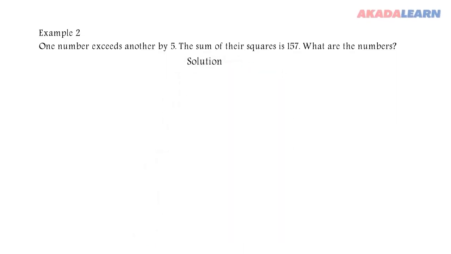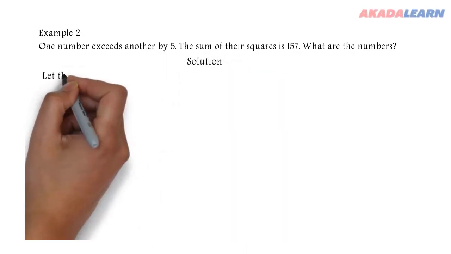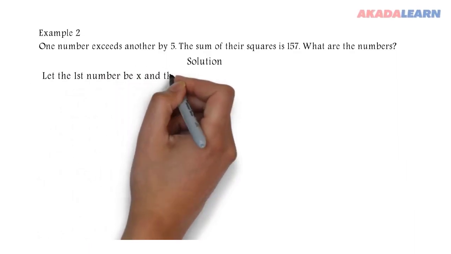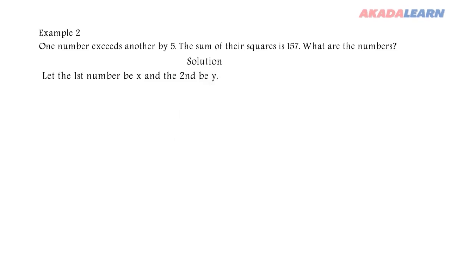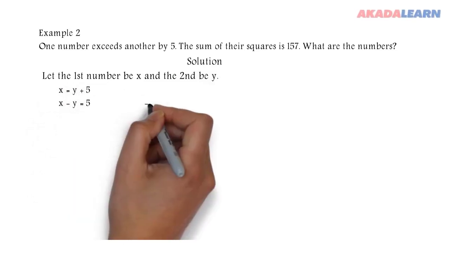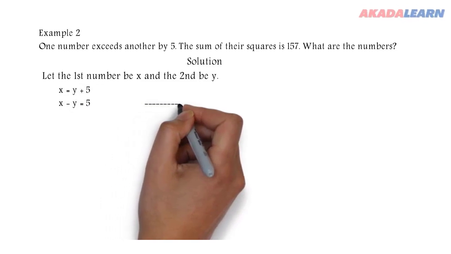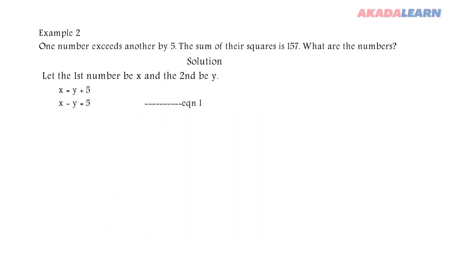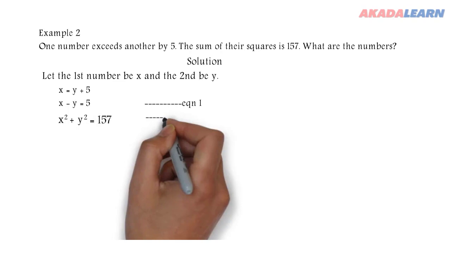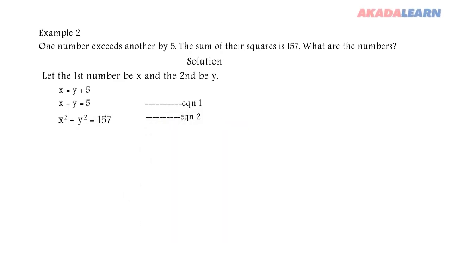Solution. Just like the first example, we are going to represent those numbers with some variables. So let the first number be x and let the second number be y. So from the first statement there, we can say x equals y plus 5, which you can rewrite in the form of an equation as x minus y equals 5. That is equation 1. Now x squared plus y squared is equal to 157, because we are told that the sum of their squares is 157.